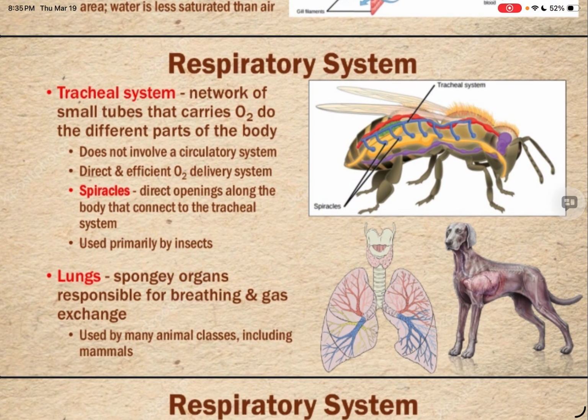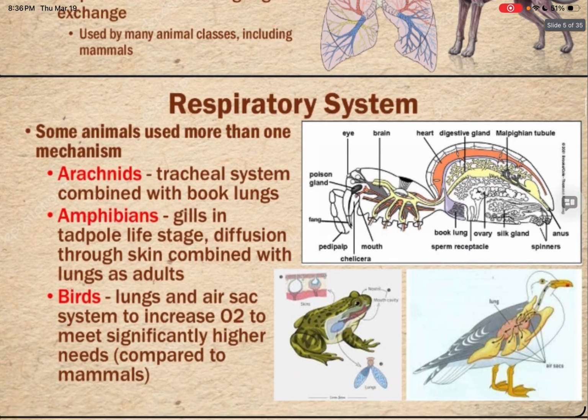Next is the tracheal system, which is a network of small tubes that carry the oxygen to the different parts of the body. It does not involve a circulatory system. It does involve direct and efficient oxygen delivery. There are also spiracles, which are direct openings along the body that connect to the tracheal systems, and this is primarily used by insects. Lungs are the spongy organs responsible for breathing and gas exchange. This is mainly used by animals and mammals, like humans.